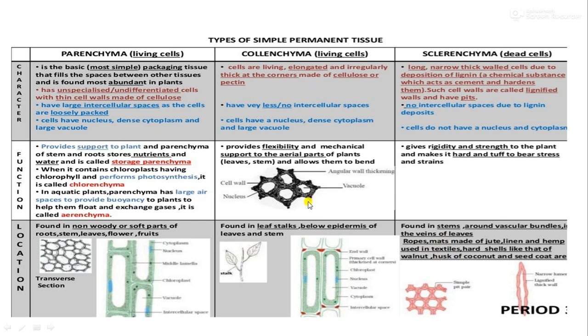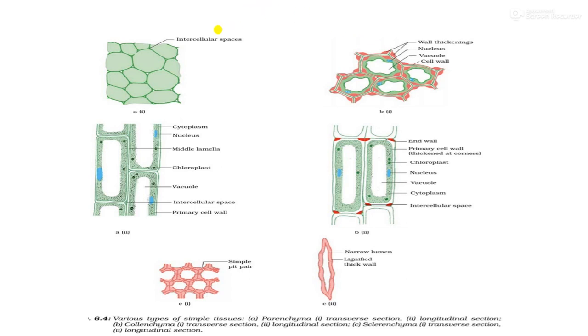So these are the three kinds of simple permanent tissue. They are called simple permanent tissue because they are made up of only one kind of cell, the same kind of cells. Now let us see the diagram in detail. This is parenchyma, and the space between the cells is called intercellular spaces. This is a cross section, where parenchyma appears as round or regular shaped cells, and this is the longitudinal section.